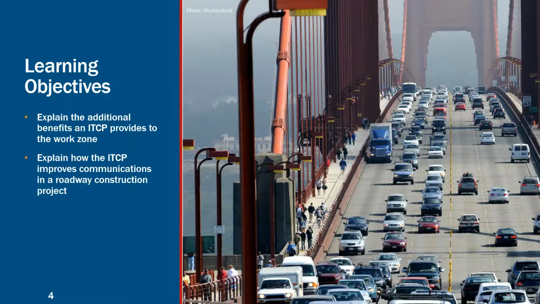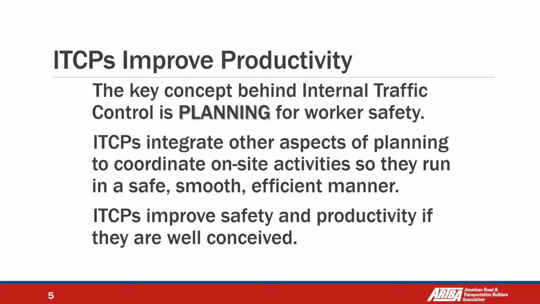So we are going to talk about the additional benefits of an internal traffic control plan to the work zone, and explain how the internal traffic control plan improves communication in a roadway construction project, and communication is key to prevent accidents and improve quality, productivity, safety. So an internal traffic control plan improves productivity. The key concept behind internal traffic control plan is planning for worker safety. Okay, that's our main objective. That's our goal, worker safety.